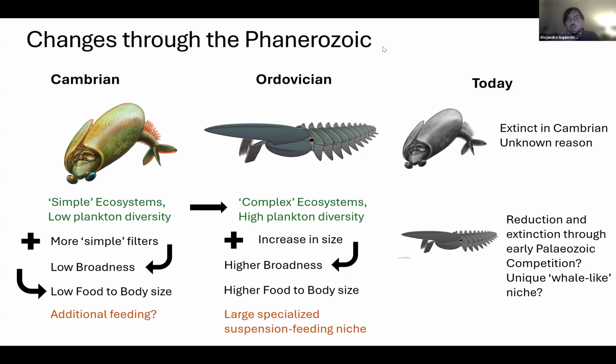What are the reasons? We don't really know. The Cambrian specialists went extinct in the Cambrian. We don't really know if they continued to the Ordovician, because the fossil record for this type of animal is not as good as in the Cambrian. And for the Ordovician giants, we know that they continued through the Paleozoic, but they were reduced and eventually went extinct. Some of the causes could be competition; having this whale type of niche was very special, and then for some reason it didn't continue through the Paleozoic.